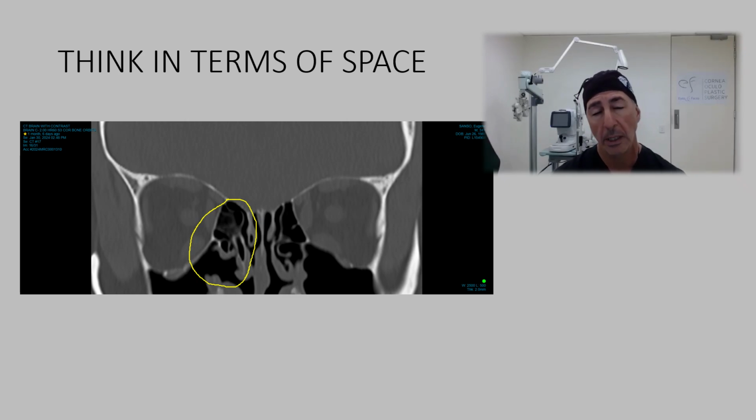Why do we do it? It's through the nose, doesn't cause bruising or swelling, it's all hidden, and we get so much more space. And that is why it is my preferred approach, and I'll always do a medial wall and a medial floor before I even think about the lateral side.